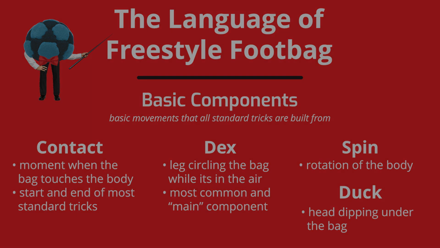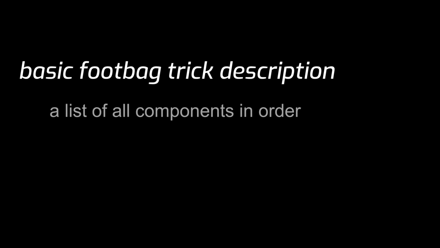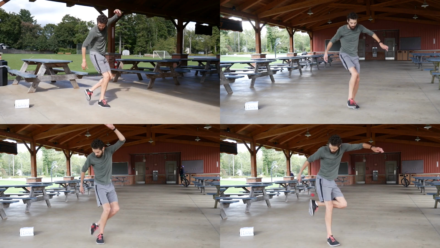And now that we can identify them on their own, the simplest way to describe a trick is to list all of the components in the order that they happen. Let's practice by identifying the components of some simple tricks.